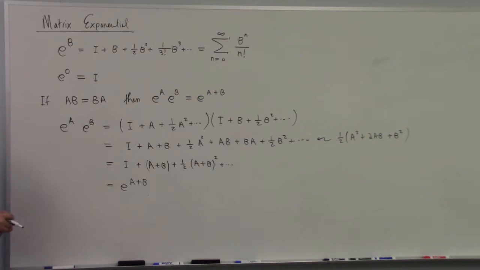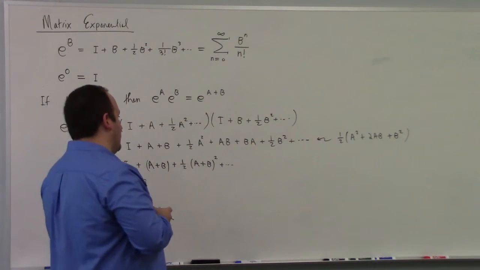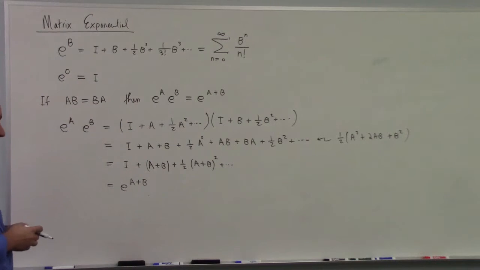What's actually more interesting is to think about what if A and B don't commute? What if AB is not equal to BA? What would be here? What is it?